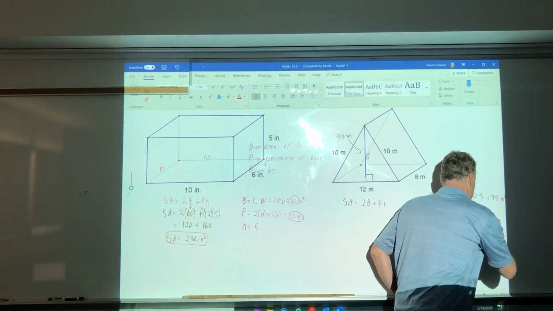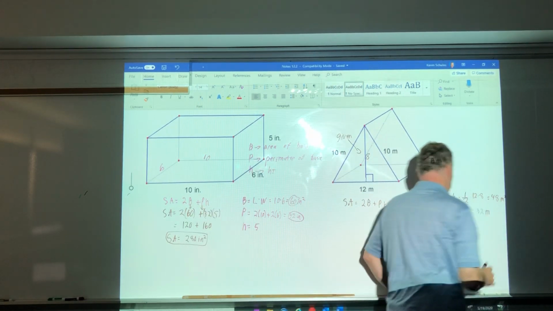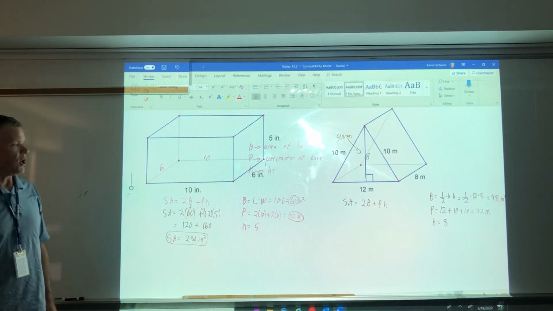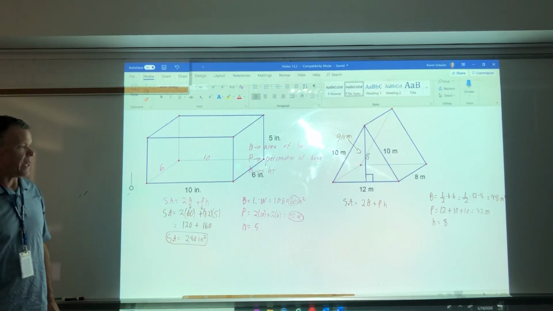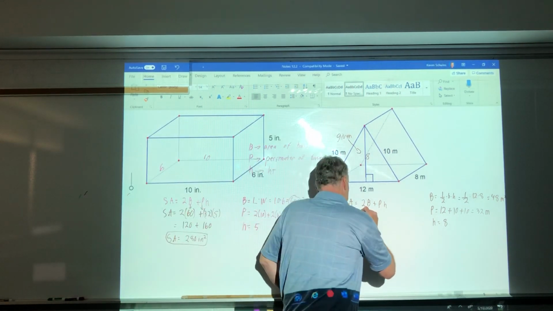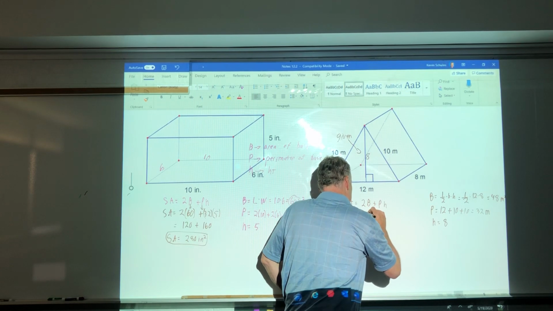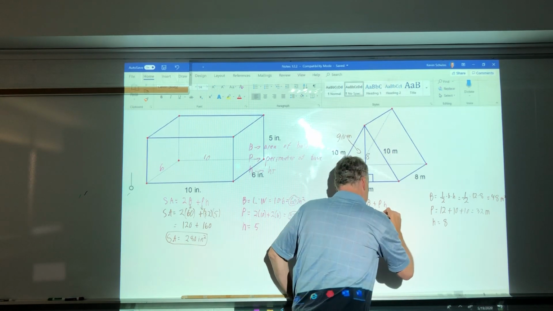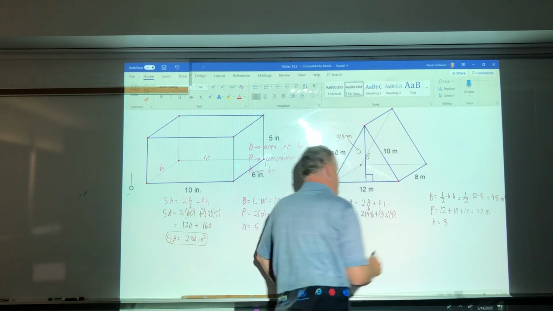That should be 32 meters, not equals meters. Okay, so we're going to look at what we have here. We're given our big B there at 48. So surface area is 2 times 48, that's our big B, plus our perimeter, which is 32, times our height, which is 8.